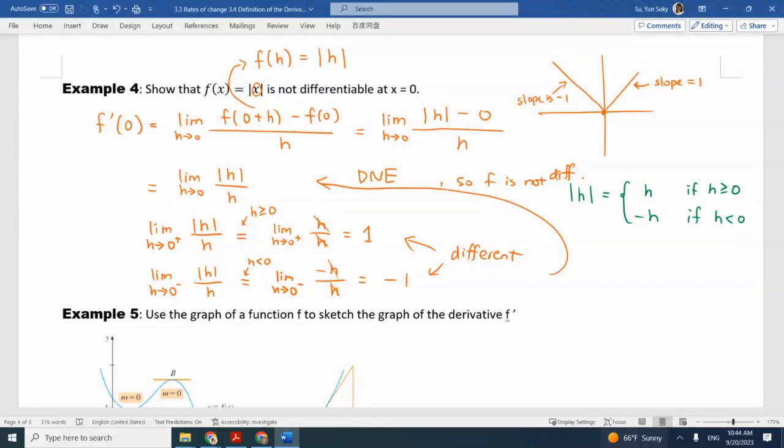Right? In order to have a limit exist, you must have left side limit and right side limit agree. If they don't agree, then the limit does not exist. Then your function is not differentiable. Okay, everybody? So we have seen example 3, where you can find the derivative using the limit definition. And then example 4, you show the limit does not exist. So it's not differentiable. Okay, everybody?